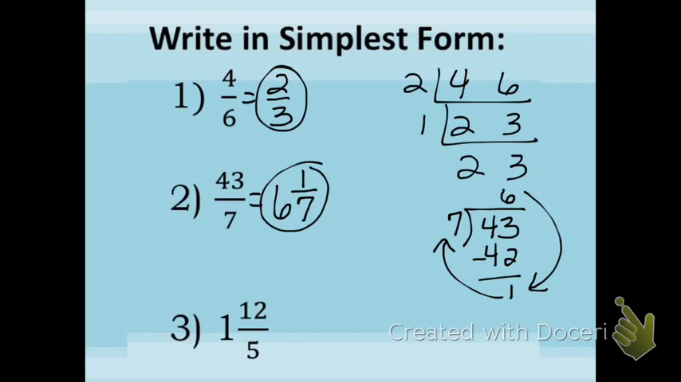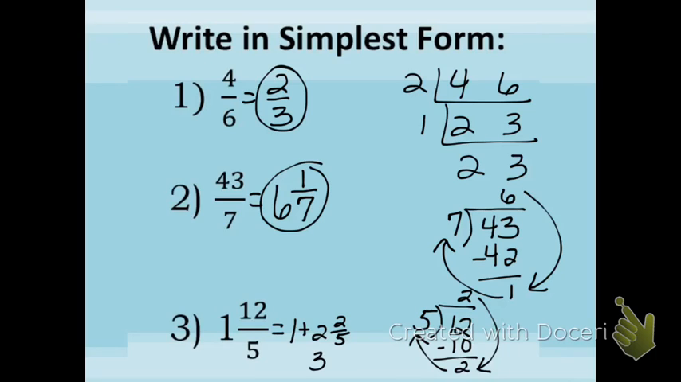Okay, so 1 and 12 over 5. Remember, we just brought over the 1, and then we worked with the 12 over 5. So 5 divided into 12, because 5 is the horse, it stays outside. 2 times, that's 10. So it's 2 2/5. Okay, and then we're going to just add the 1 plus the 2, and we'll get 3 2/5. Don't forget to add that 1 to it, because that will give you the wrong answer.